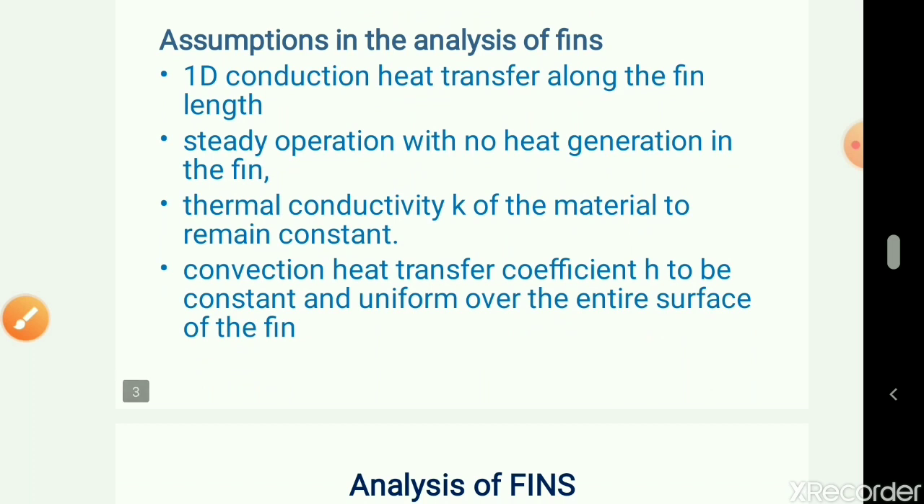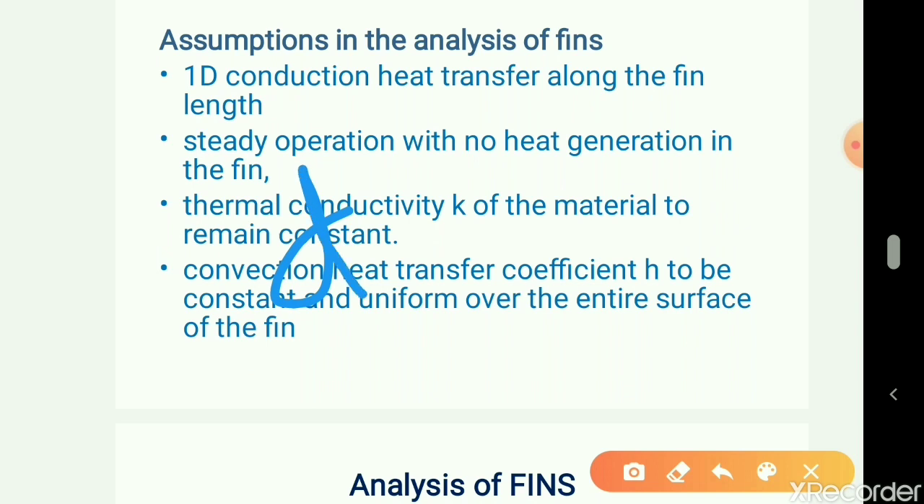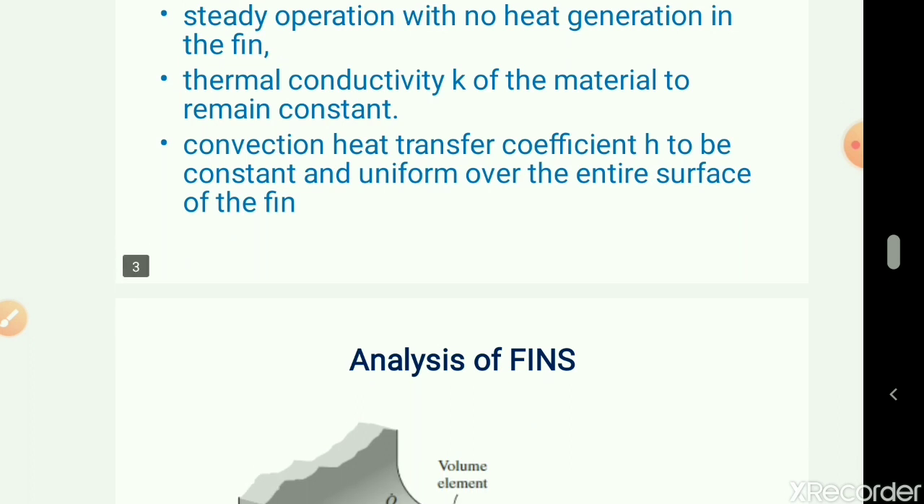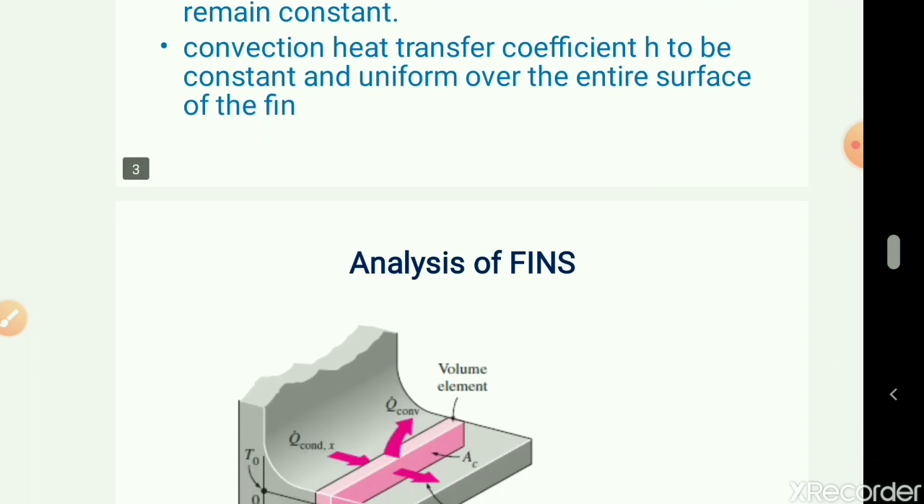The third assumption is that the thermal conductivity of the material remains constant, which means thermal conductivity is not a function of temperature. And the next assumption is that the convection heat transfer coefficient is constant and uniform over the entire surface of the fin. So even though the convection heat transfer coefficient is a strong function of fluid motion, for simplicity of the analysis we are considering it as constant and uniform over the entire surface.